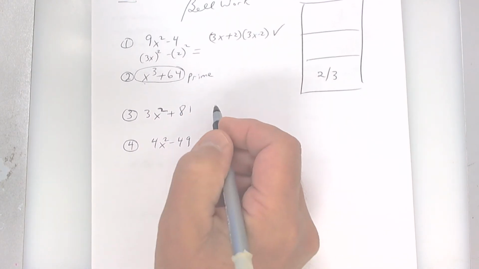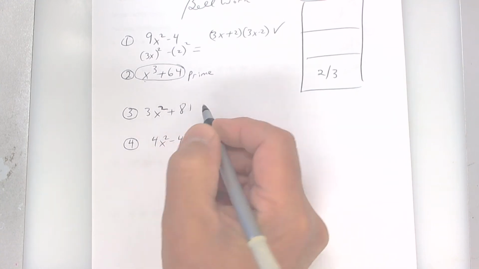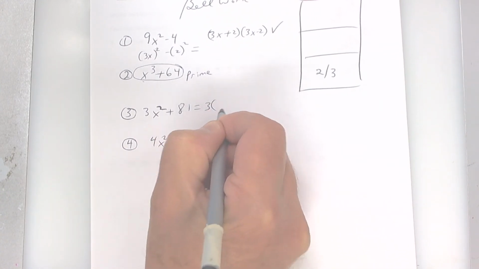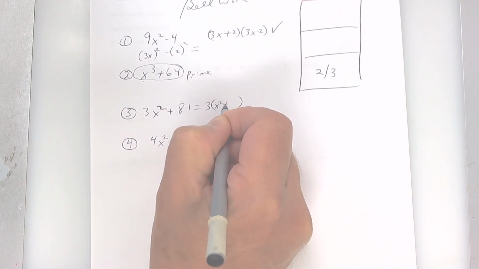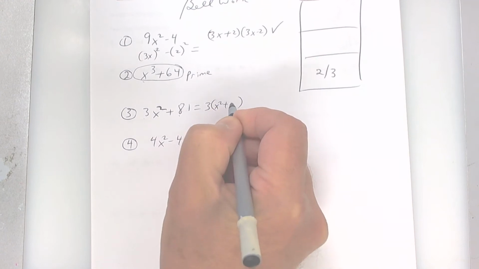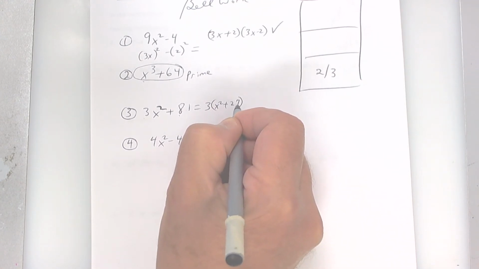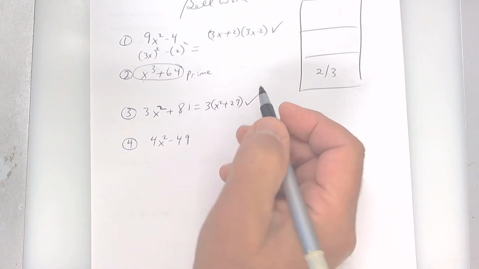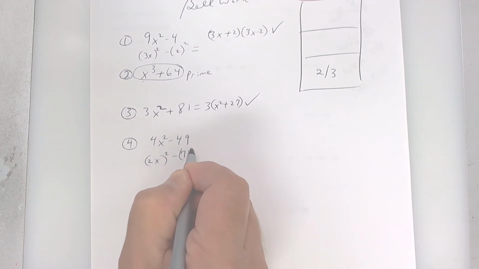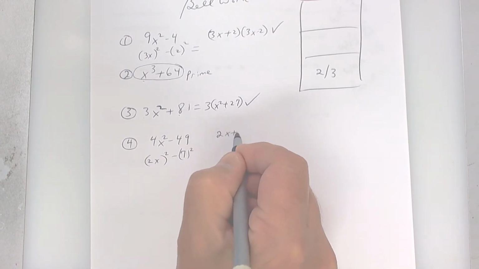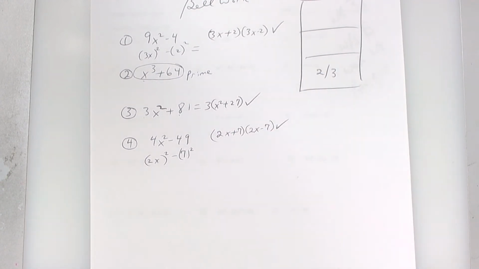Okay. This one right here, 8 plus 1 is 9, so 3 goes into both of these. So you would take a 3 out. So when you take the 3 out, you're left with x squared. And 3 goes into 8 twice with 2 left over. 3 goes into 21 7 times. That should be your answer. This one right here is the difference of two squares. And so your answer is going to be 2x plus 7 and 2x minus 7, and you're done.